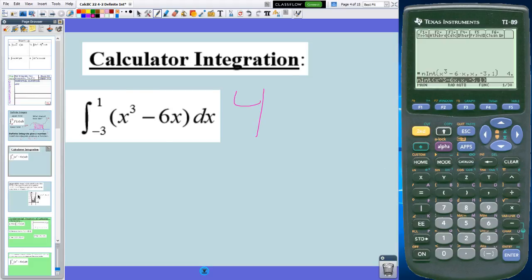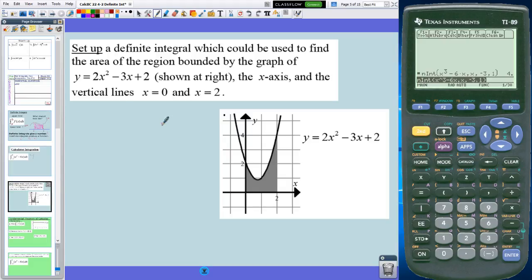And that's my answer. All right, another thing, I might want to show how to set up a definite integral based off a picture. So looking at this picture, this is my shaded region. My lower bound's 0 and the upper bound's 2, and the function it's being shaded under is this function right here. So setting it up would look like the integral from 0 to 2 of 2x squared minus 3x plus 2 dx. And there I go, and I could integrate from there if I wanted to.